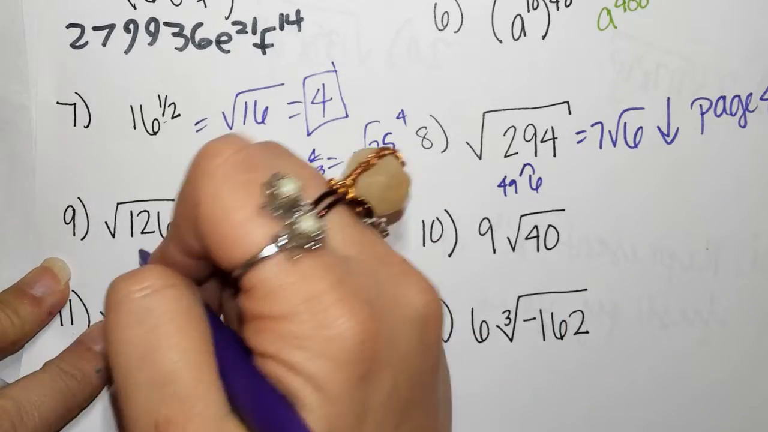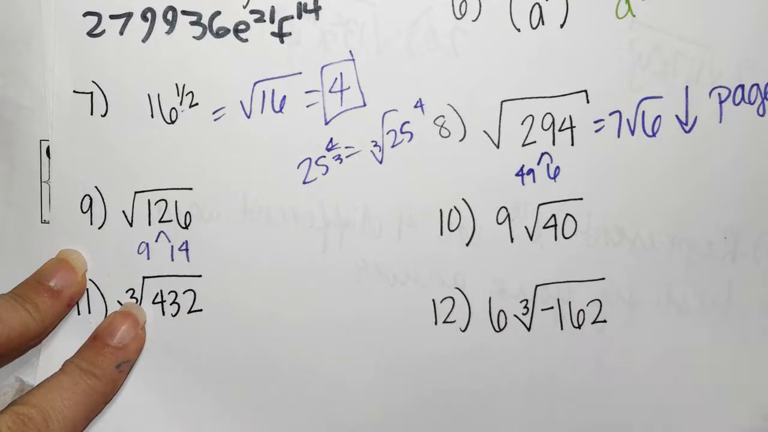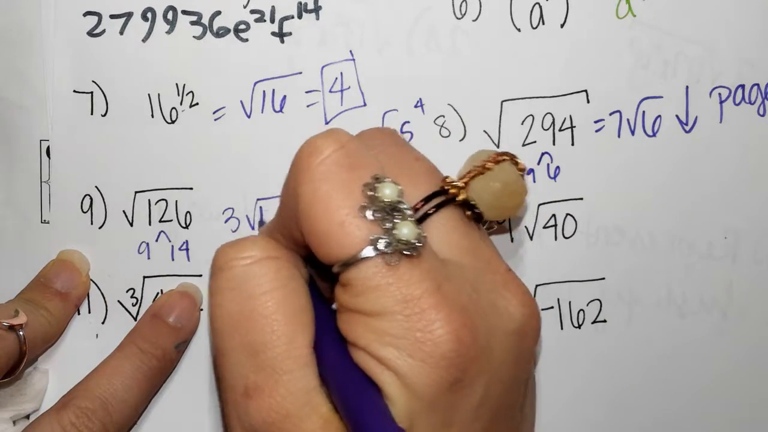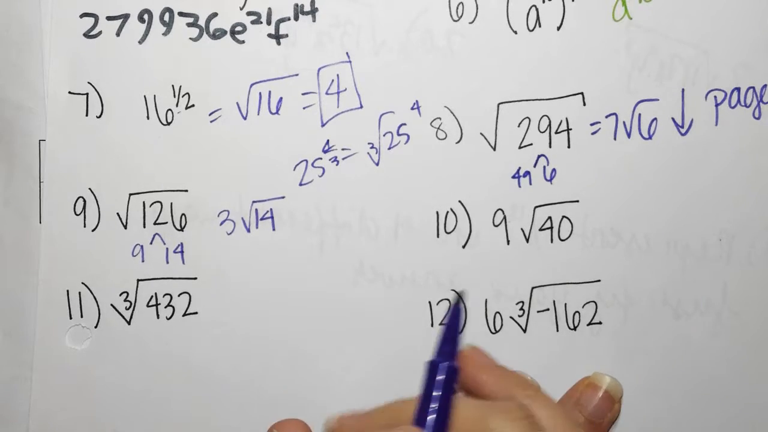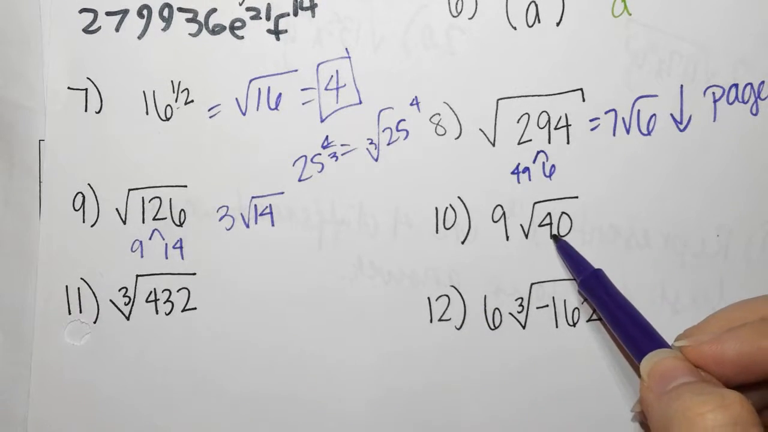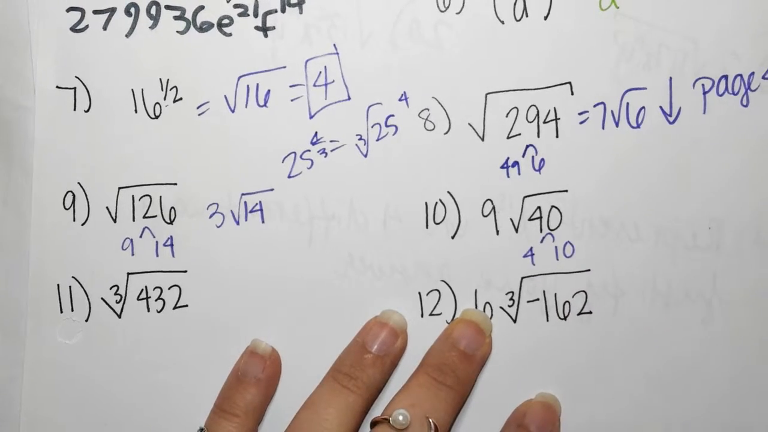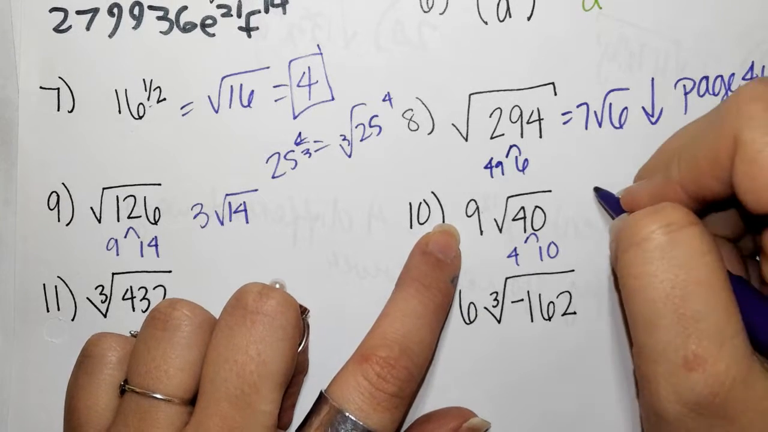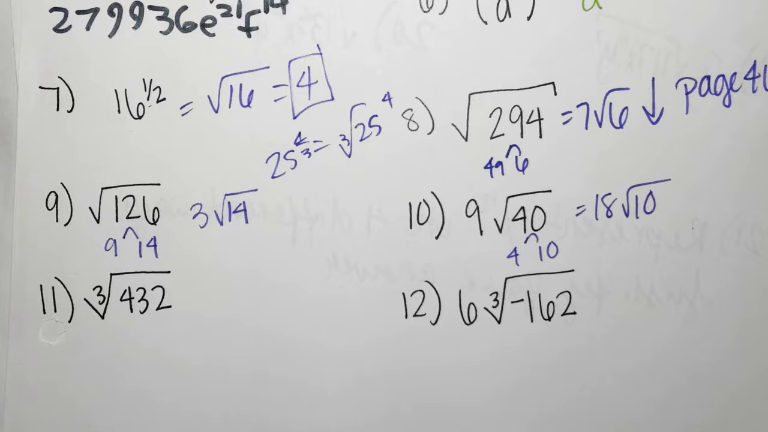Number 9 is the square root of 126. So the biggest perfect square is 9, and that gives you 9 and 14. The square root of 9 is 3, so it's 3 root 14. On this one, the biggest perfect square that goes in is 4 and 10. The square root of 4 is 2. So now that we have 2, what are we going to do with that 9? Multiply. 9 times 2 is 18. Look at us go, 18 root 10.